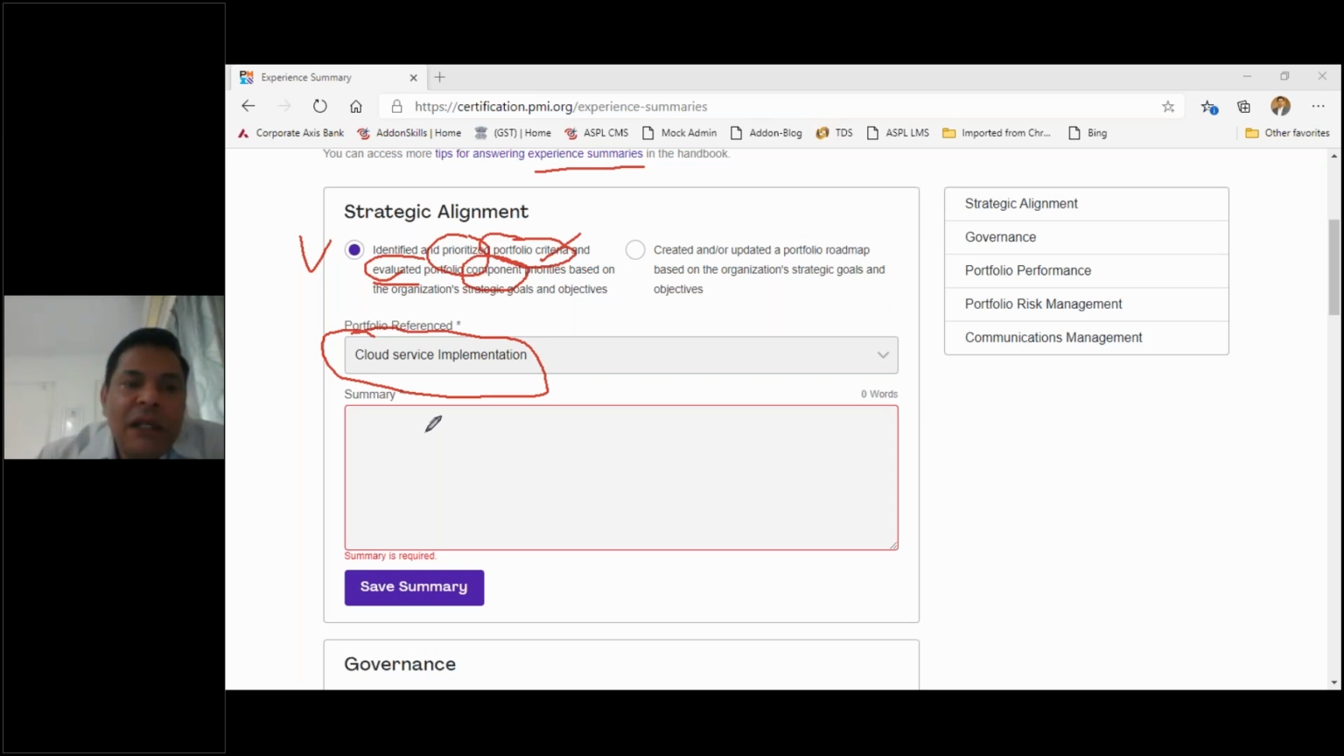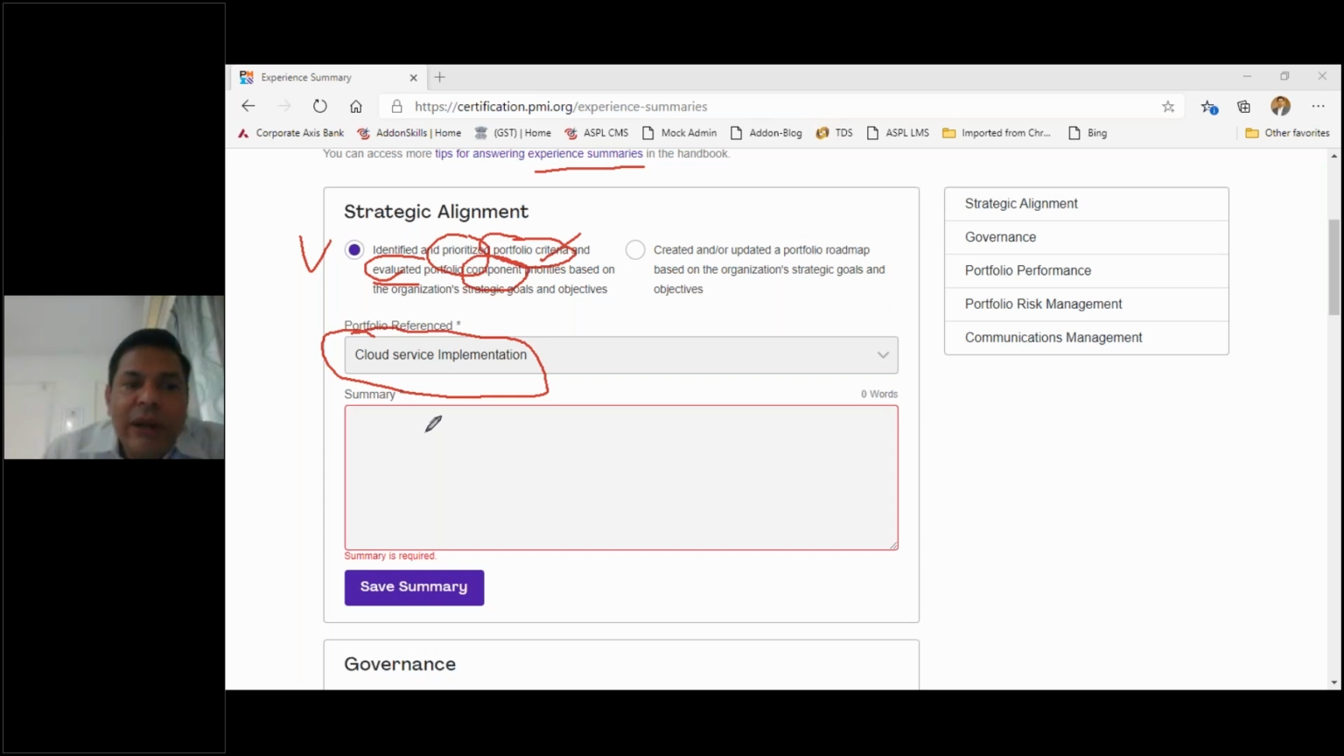And after the criteria have been defined and agreed by the stakeholders, how did you identify the components, the portfolio projects, programs and the ongoing work? How did you prioritize those projects and programs within your portfolio based on these approved criteria? That is what should come in your experience summary.